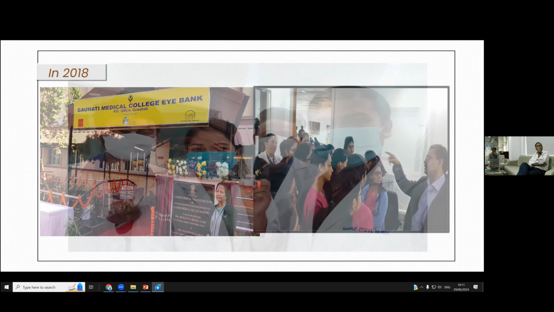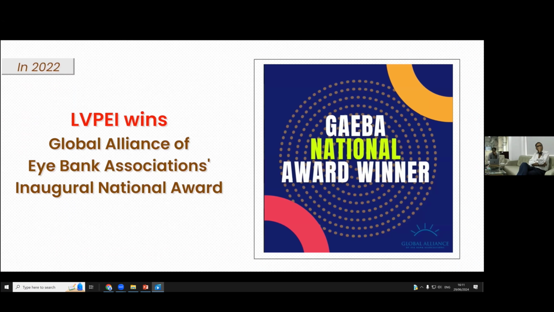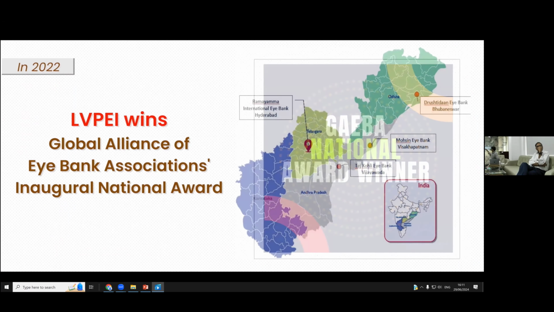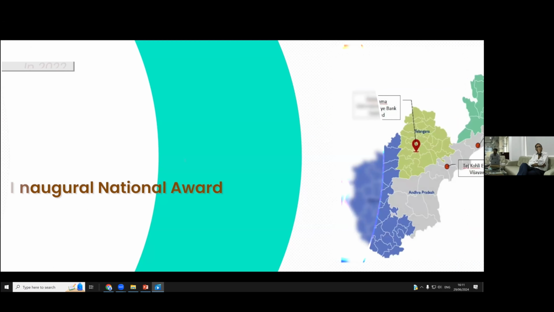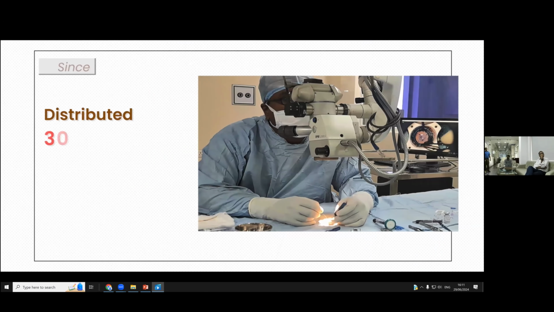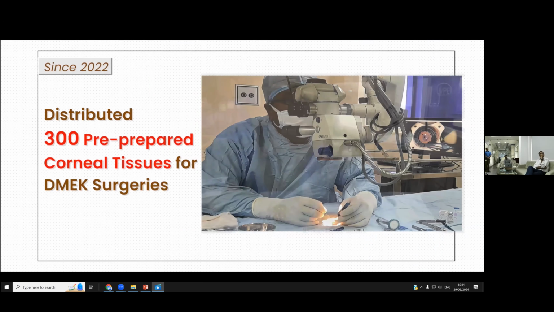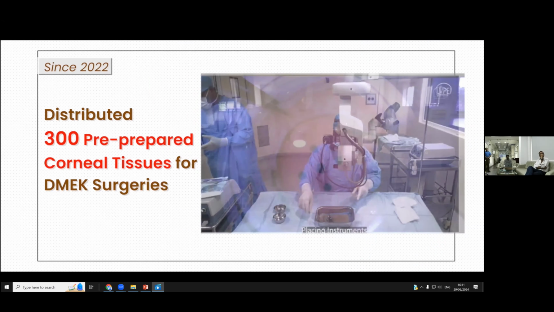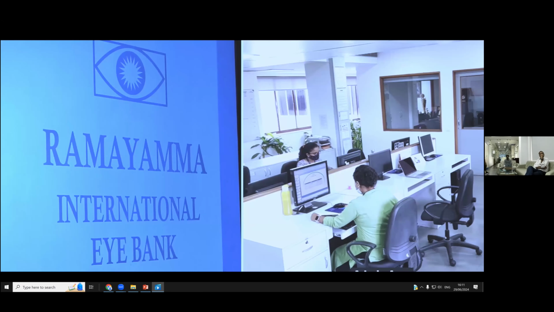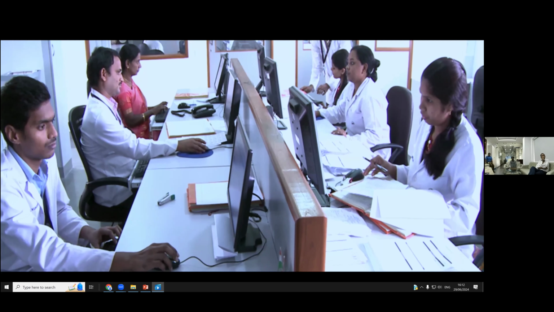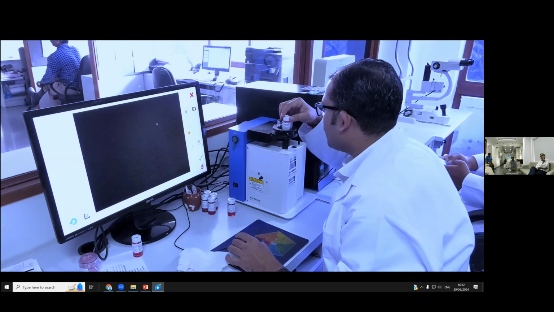In 2022, we were honored with the Global Alliance of Eye Bank Associations inaugural National Award, recognizing LVPEI's extensive eye bank network and our significant contributions towards combating corneal blindness in India. We also started developing pre-prepared corneal tissues utilized for DMEK, a partial thickness corneal transplant surgery. Today, the Ramayamma International Eye Bank is recognized as the leading eye bank in Southeast Asia and a center of excellence.